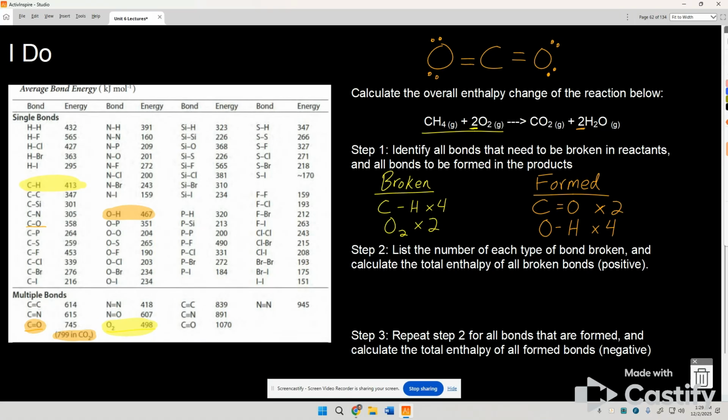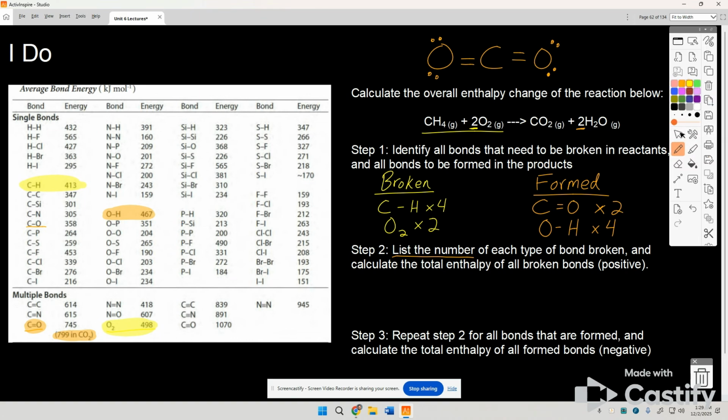There are 2 water molecules for a total of 4. So we have a total of 6 bonds being broken on the reactant side, 6 bonds being formed on the product side. Now that we know what bonds are broken, what bonds are formed, and we've already done the next part, listing the number of each type of bond broken. We did that already.